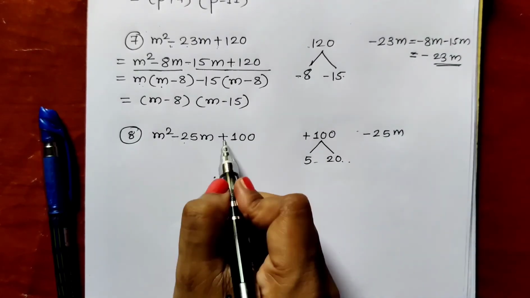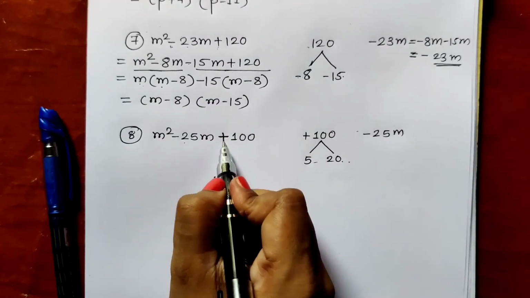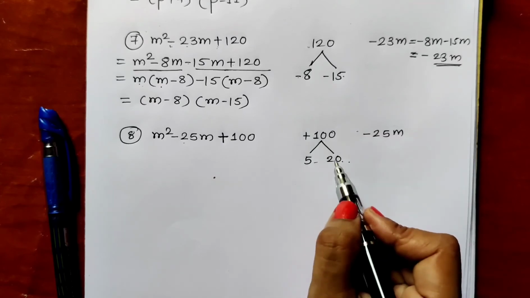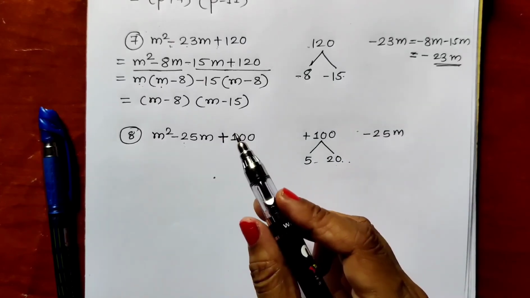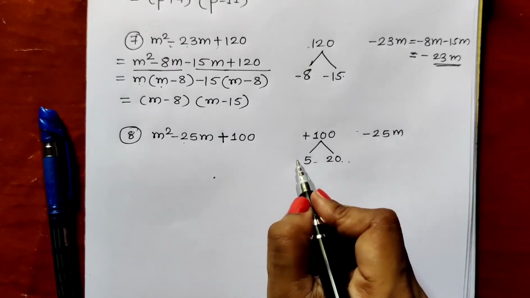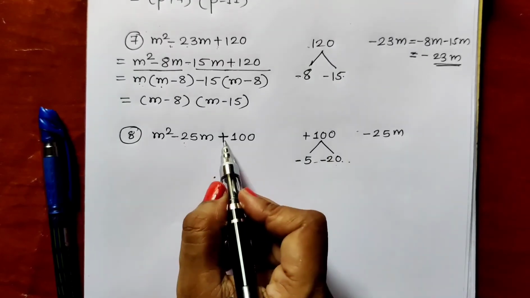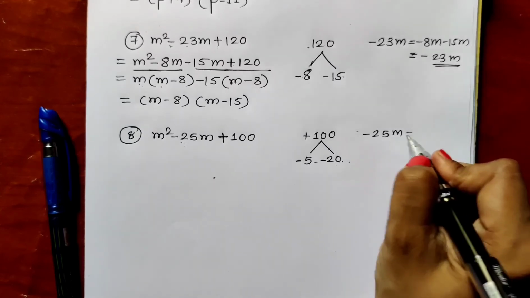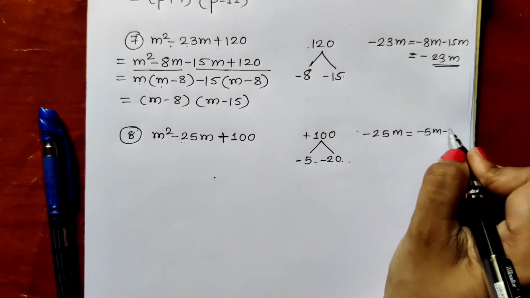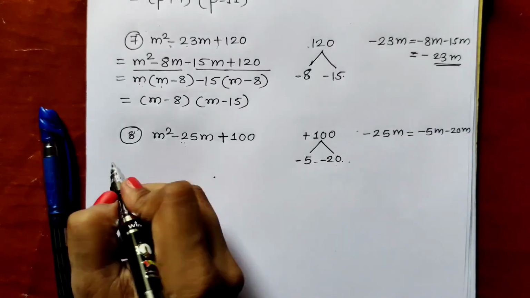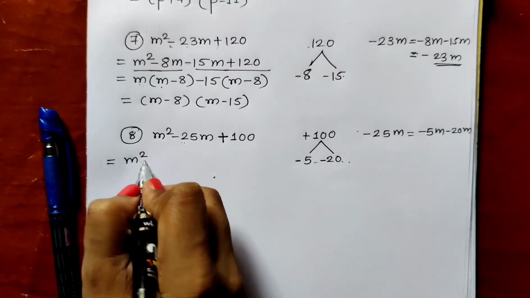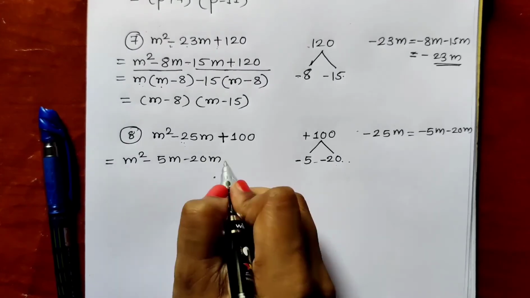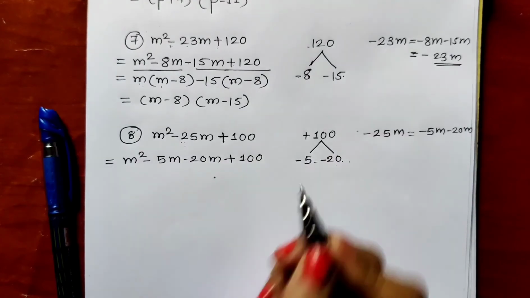So when the constant term has a plus sign, we find two factors of the constant term whose addition should be the coefficient of the middle term, and both these factors should have the sign of the middle term. When addition is there, both the factors should have the sign of the middle term. So it will be minus 5m minus 20m. So m square as it is, minus 5m minus 20m plus 100. Last term as it is.